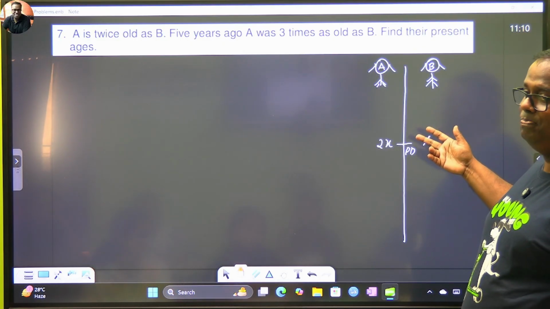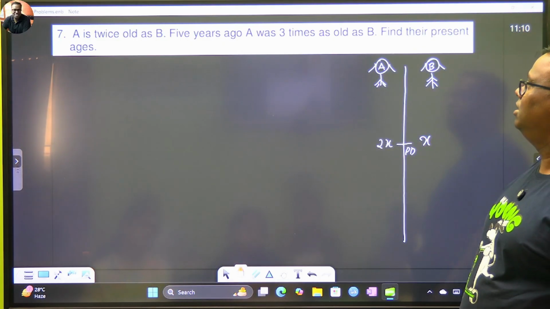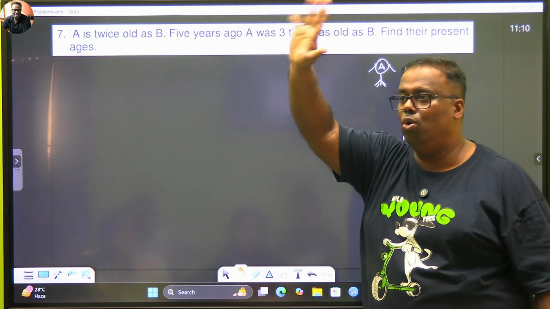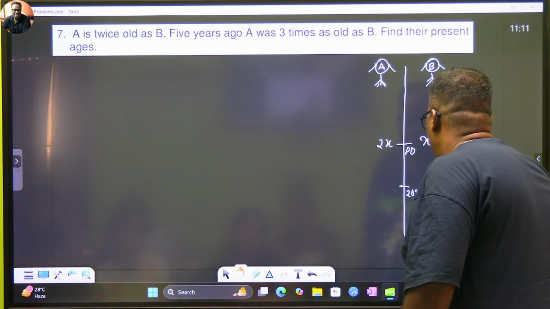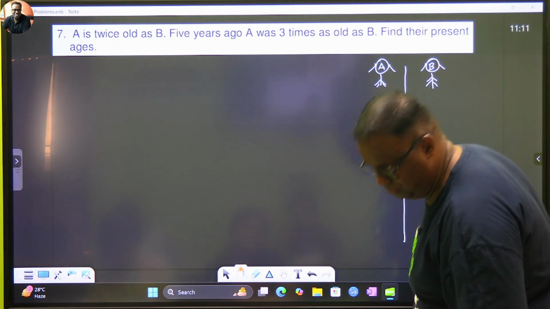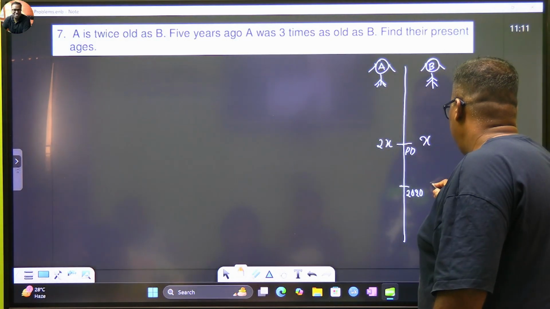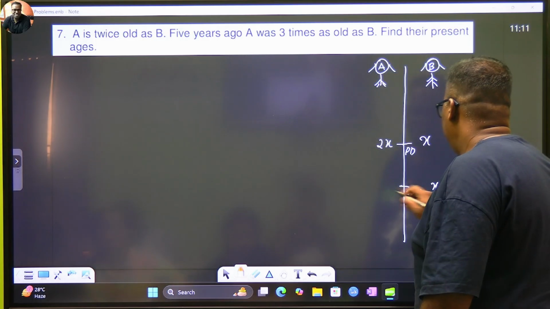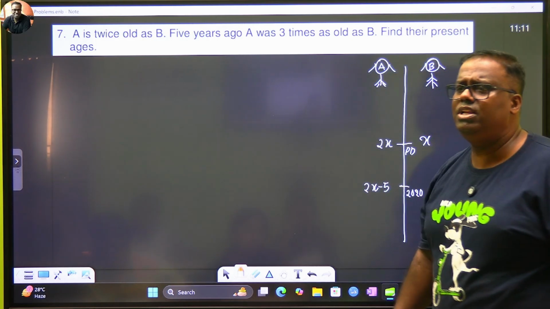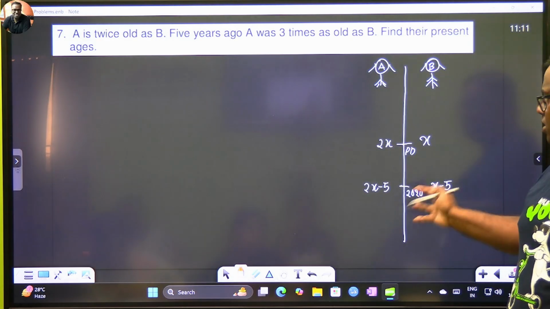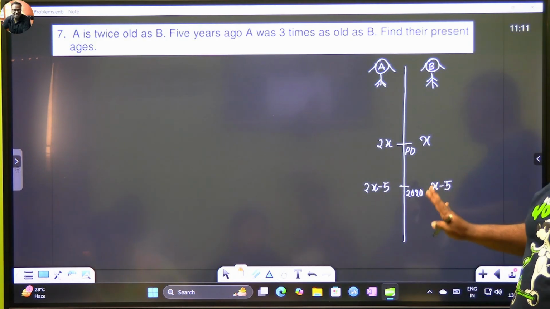Now will come the conditions that are given. 5 years ago, 2020, 5 years earlier. What was this fellow's age? x minus 5, and 2x minus 5. This is our understanding. Nowhere was this value mentioned; we have put our understanding.